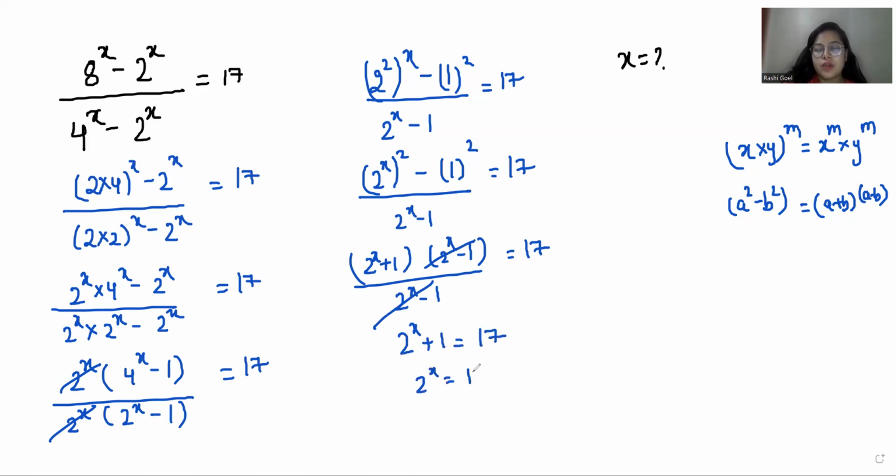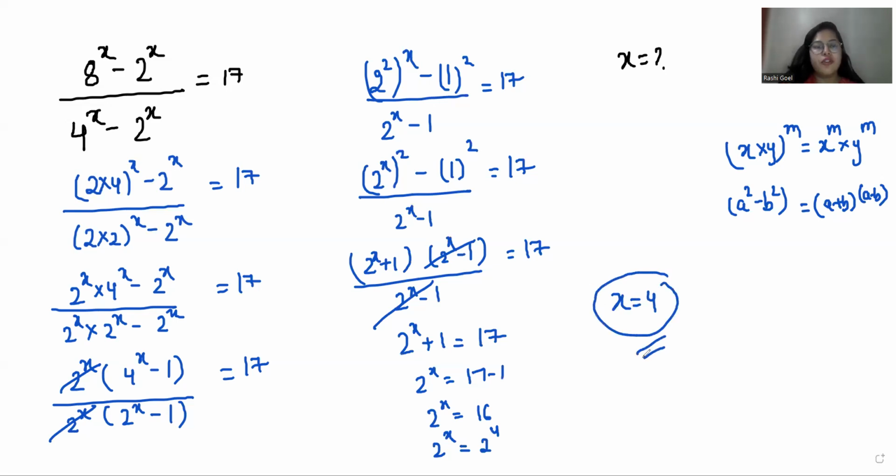2^x = 17 minus 1, so 2^x = 16. 2^x = 2^4. Now if we compare both sides, if the bases are equal, their powers are also equal. So the value of x is 4.